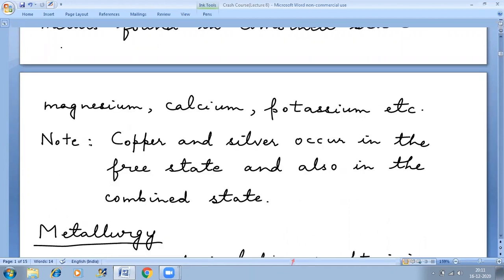Copper and silver are two metals which occur in the free state, and also they have been found in the combined states. So both possibilities exist for these two metals. Copper forms compounds also, but copper is also known to exist alone, that is in its native form. Silver forms compounds also, and silver also exists alone as silver in its native form. So both possibilities are there for copper as well as silver.